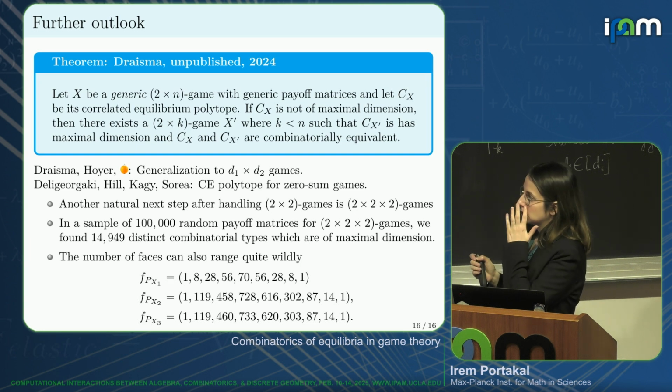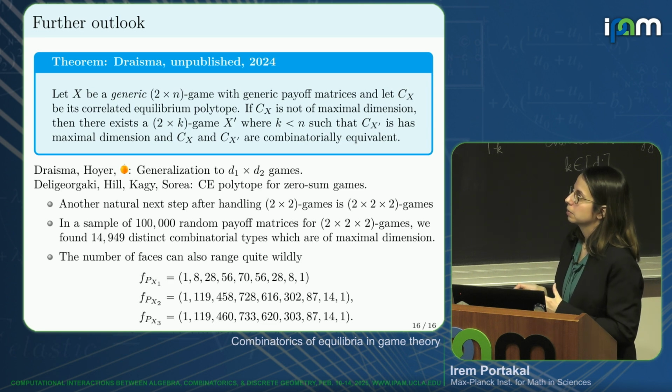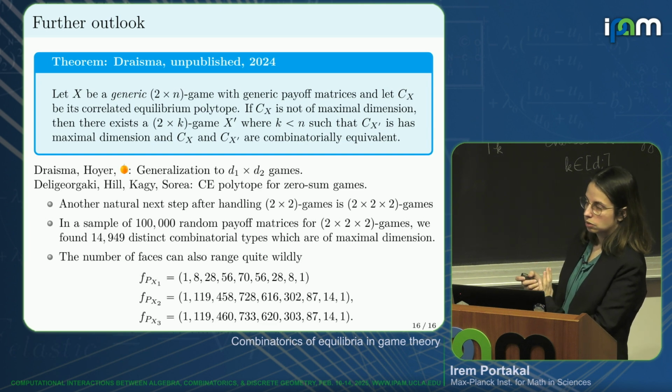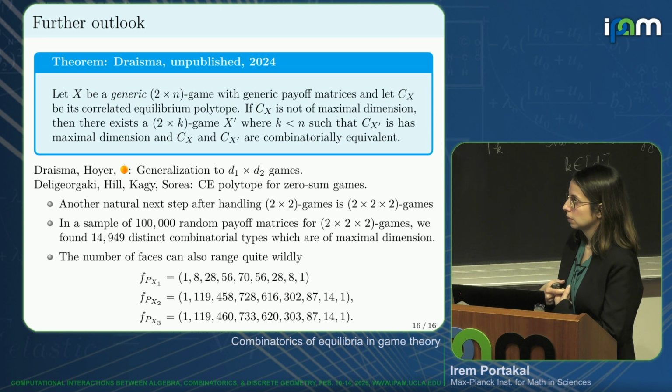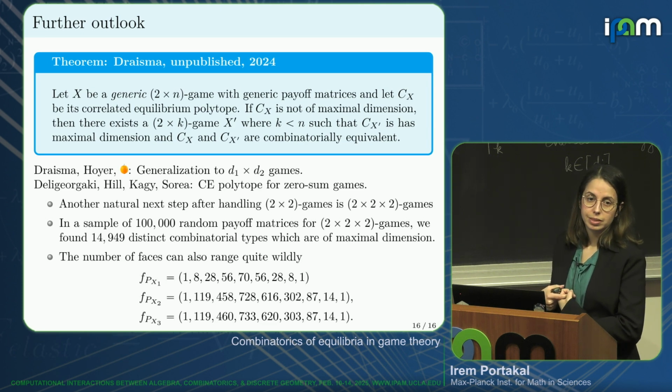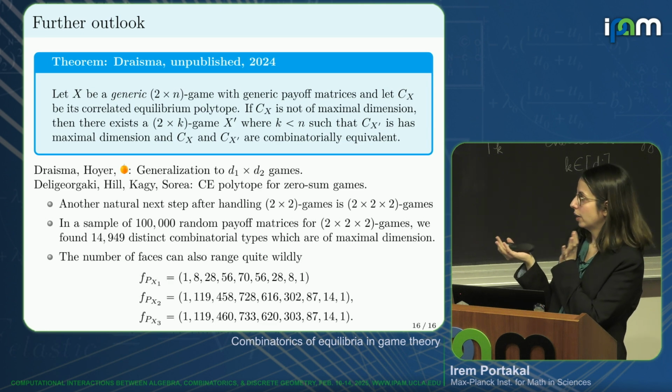So 2-player games are hopefully covered. Then we went 1 step higher and looked at 3-player games and did a lot of random sampling again for 2 times 2 times 2 games, with 100,000 random pairs of matrices. Of maximal dimension only, we found almost 15,000 distinct combinatorial types. So trying to classify all of them is, I guess, not possible, at least with the sampling that we tried to do.